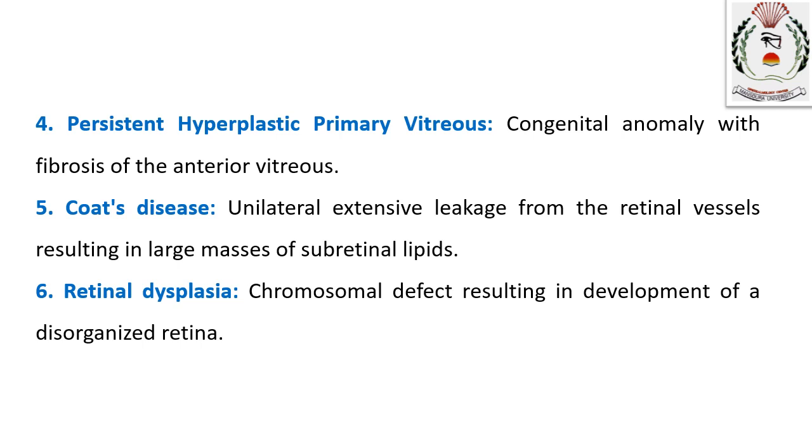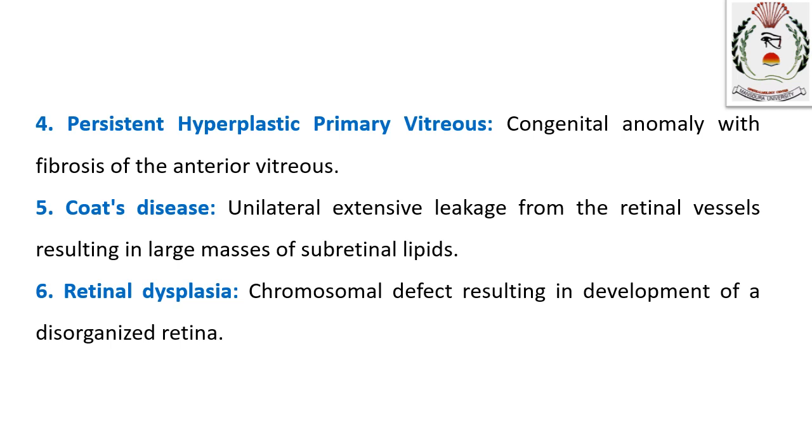Another cause of leukocoria is persistent hyperplastic primary vitreous, which is a congenital anomaly. There is a persistent hyaloid artery and fibrosis of the anterior vitreous. Coats disease is more common in males, more common in the first years of life, about 5 to 10 years, with unilateral extensive leakage from retinal vessels and large masses of subretinal lipid accumulation, so it gives us a picture of leukocoria.